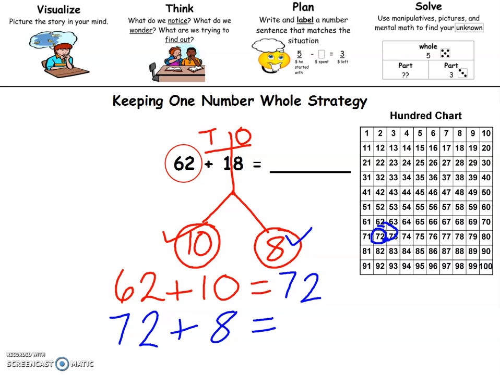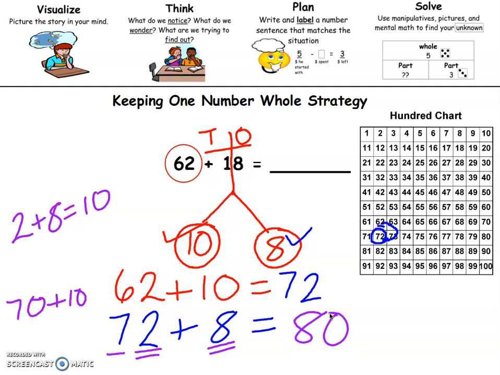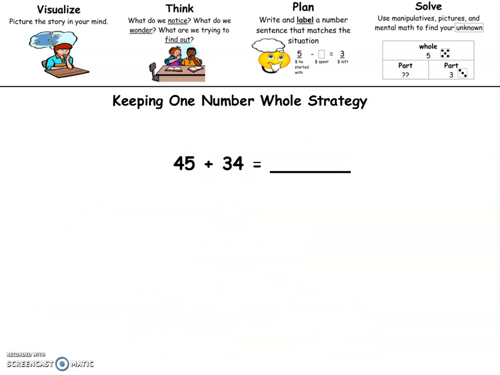And what I want you to do is also keep in mind that you can decompose this number real quickly and look at 2 plus 8. And we know off to the side here that 2 plus 8 or 8 plus 2 is a tens fact. Okay, so really you have 70 plus 10, which is going to give us 80. Okay, so our total number is 80. So going back and looking at it, 62 plus 10 is 72, plus 8 is 80. Okay, let's go for the next one, all right?